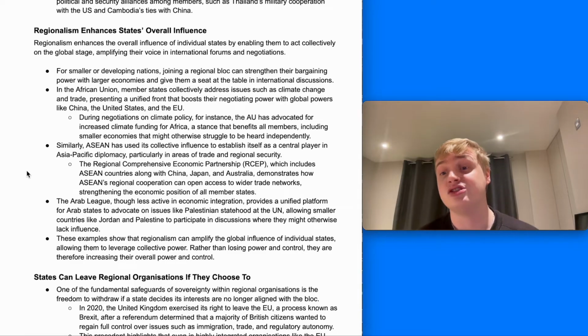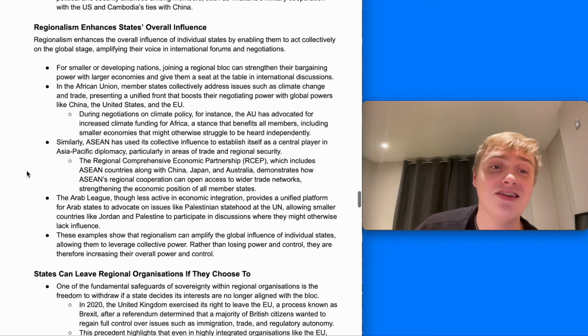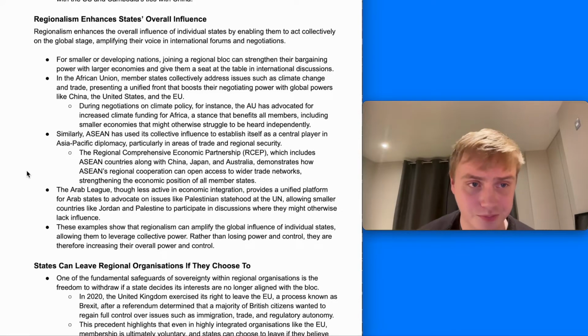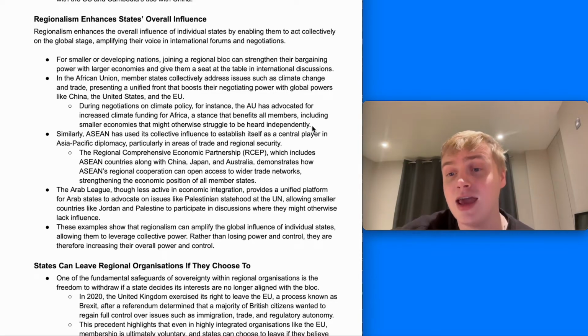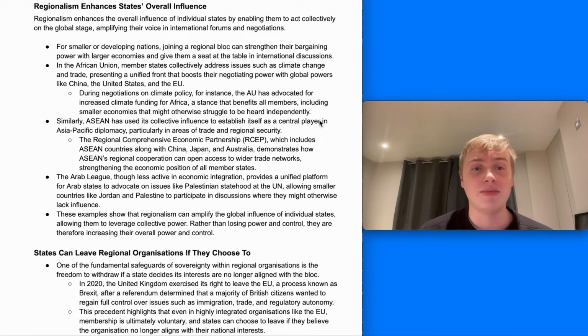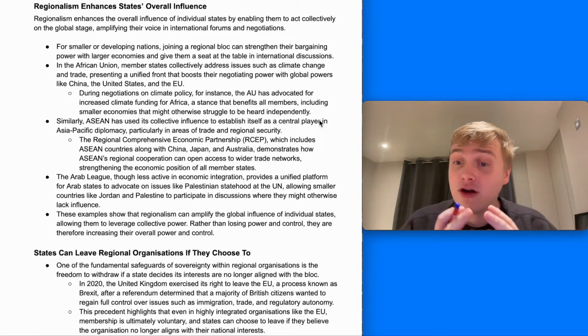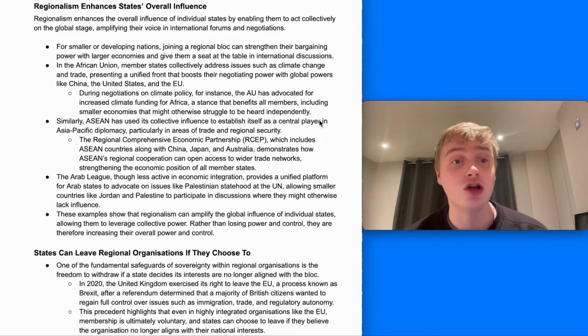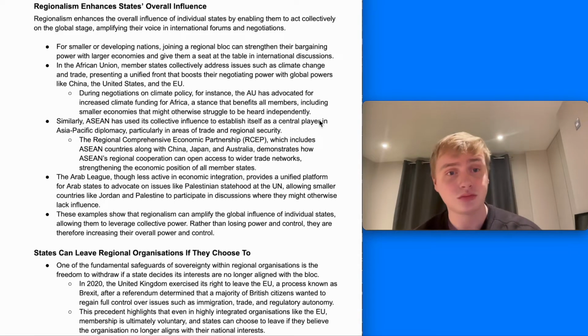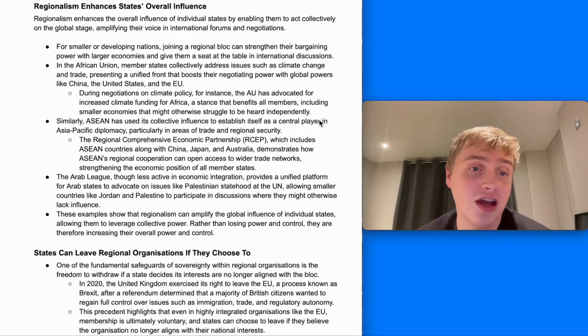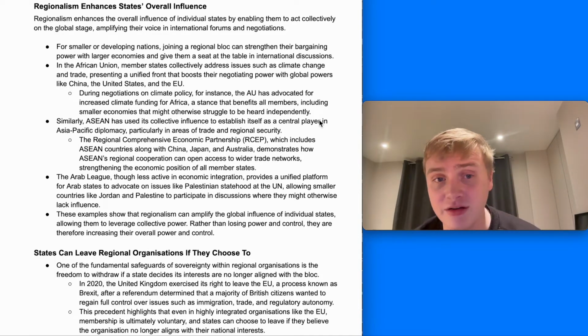Another key argument that regionalism doesn't undermine national sovereignty is that it actually enhances states' overall influence on the international stage. Joining a regional bloc for smaller member states in particular can strengthen their bargaining power with larger economies and give them a seat at the table in international discussions. So in the African Union, member states collectively address issues such as climate change and trade, and can present a united front on behalf of the continent of Africa, a collective voice, to negotiate with powerful countries like China and the United States. So during negotiations on climate policy, the AU has advocated for increased climate funding for Africa, for example, a stance that benefits all of their member states.